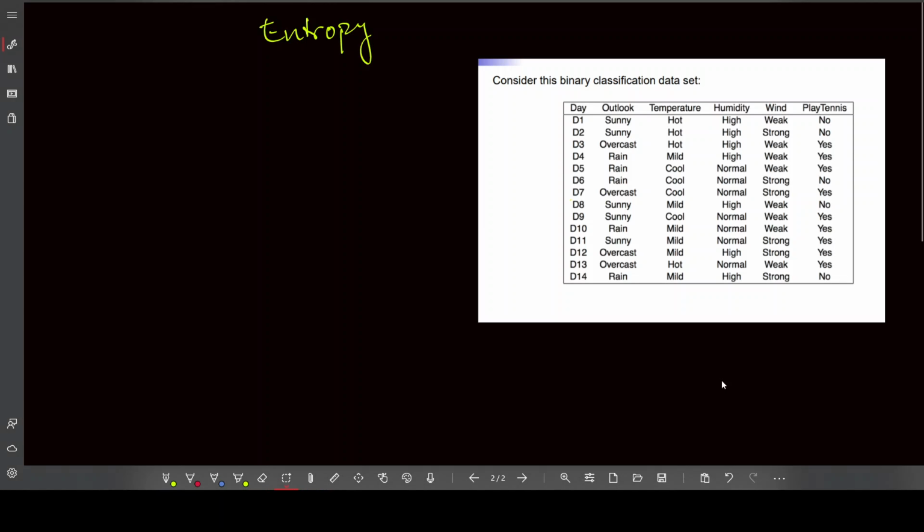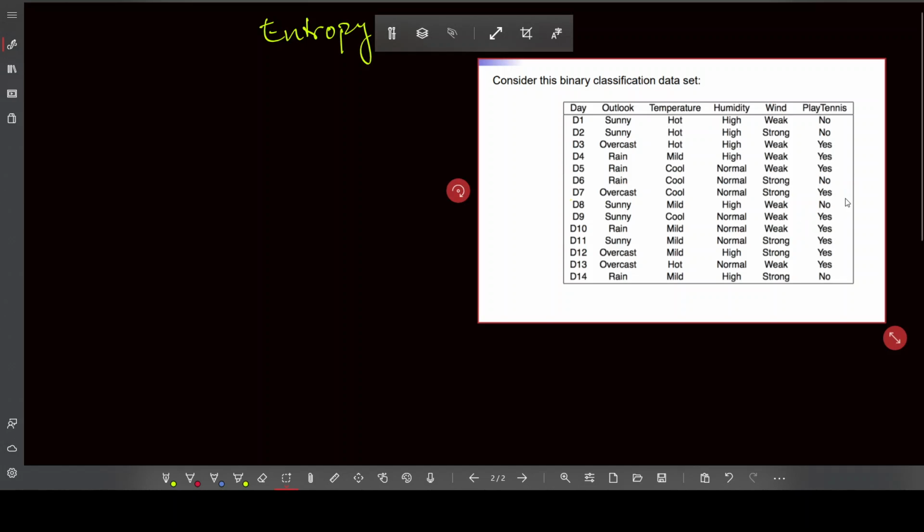Okay, so before we can understand how to construct a decision tree, we need to understand three concepts: entropy, information gain, and Gini impurity. I'll explain all these concepts one by one, and to explain them, I take this example of this data set that you see right here.